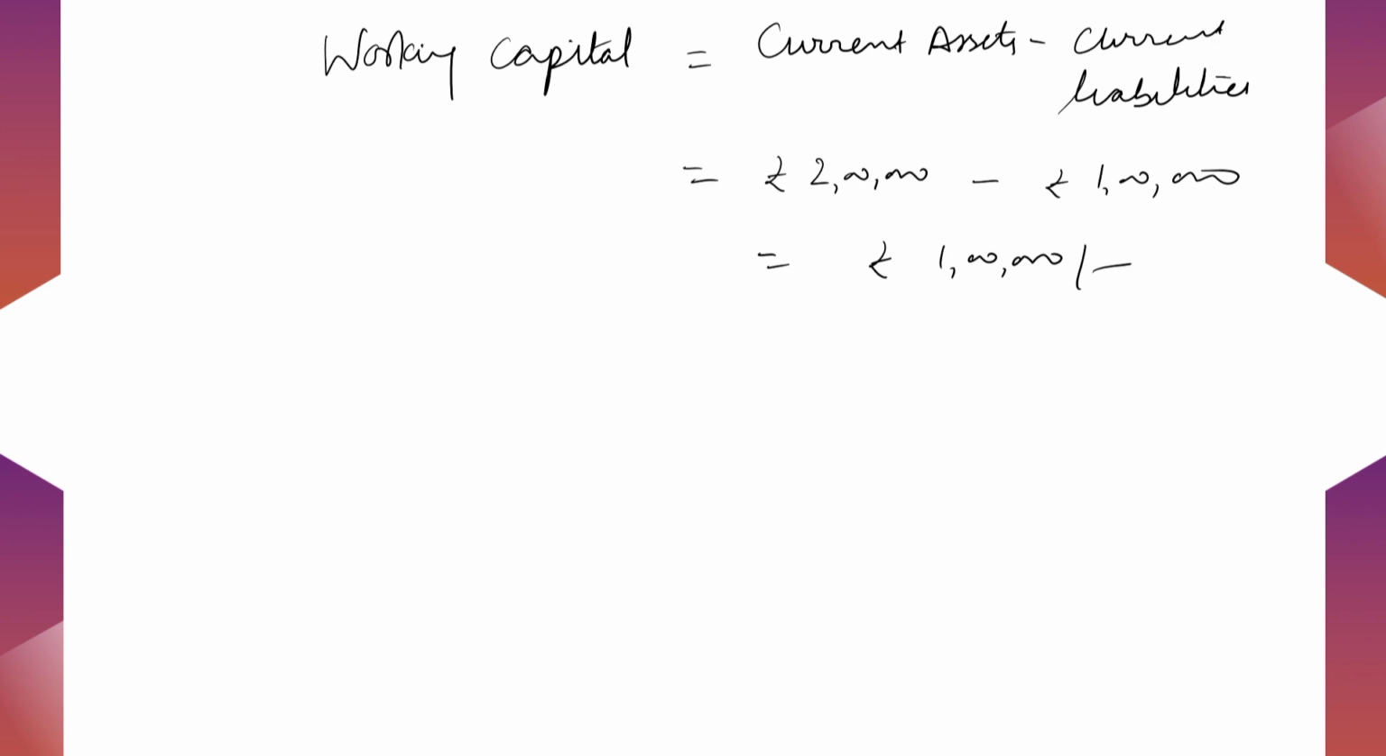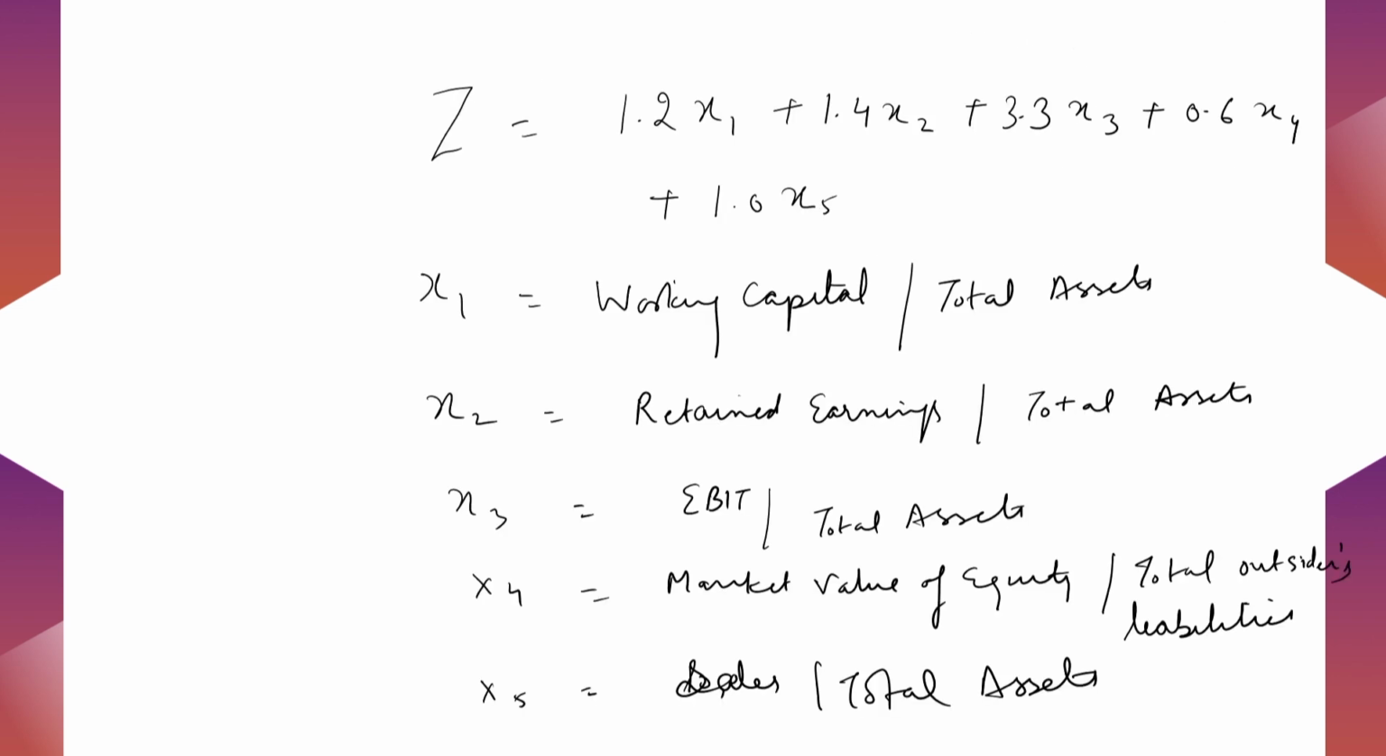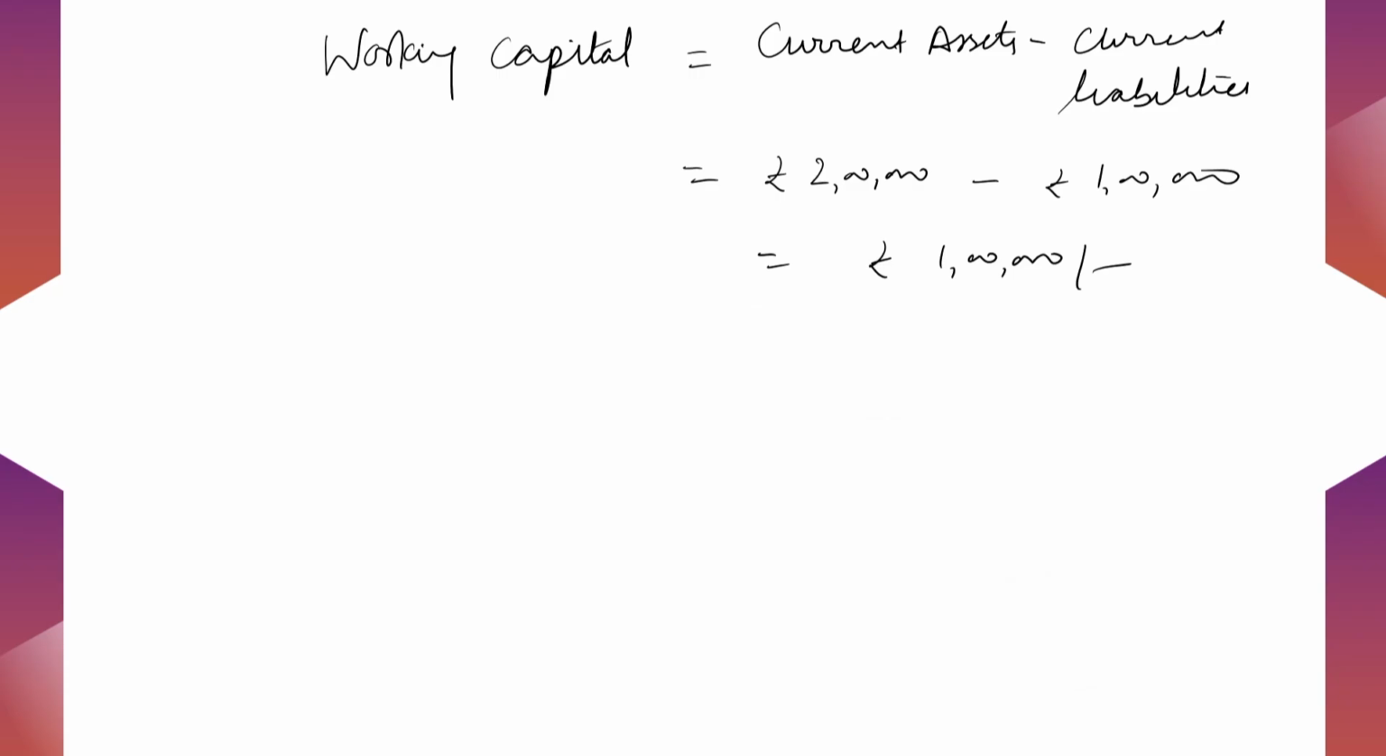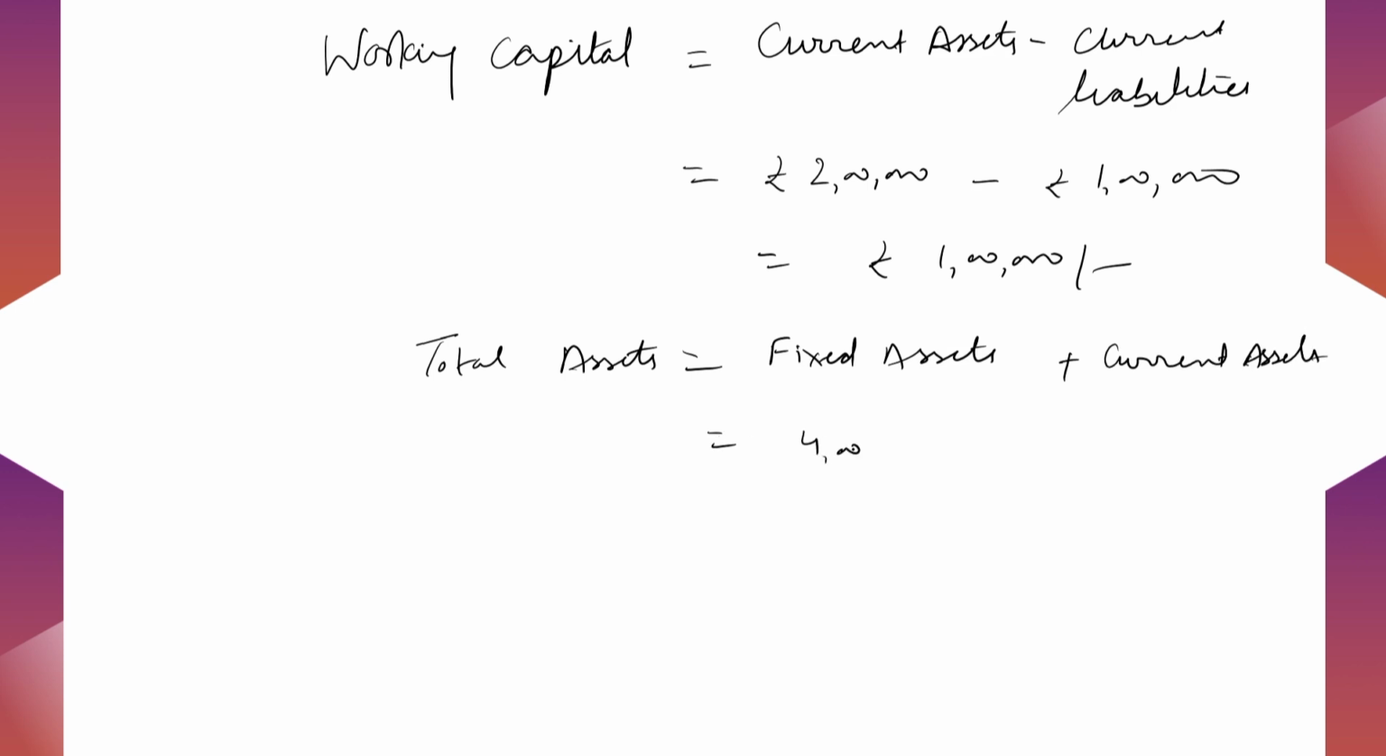Next thing we need is the total assets. As the total assets are not given as such, we compute that too. The total assets will be fixed assets as provided in the question, 4 lakh, and the current assets, 2 lakh rupees. So we add the two terms, 4 lakh plus 2 lakh, and reach the figure of rupees 6 lakh as total assets.